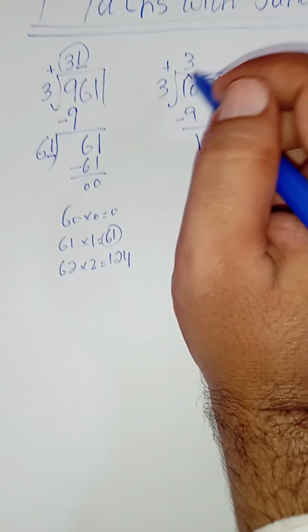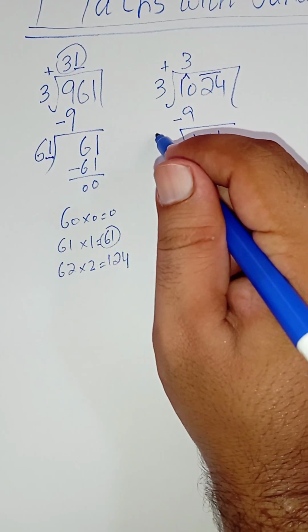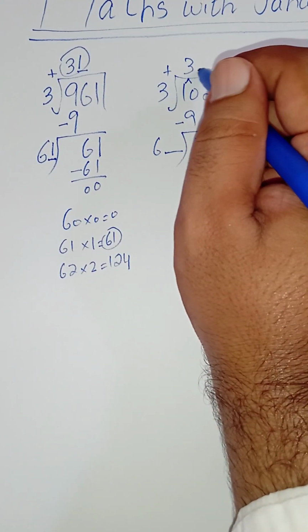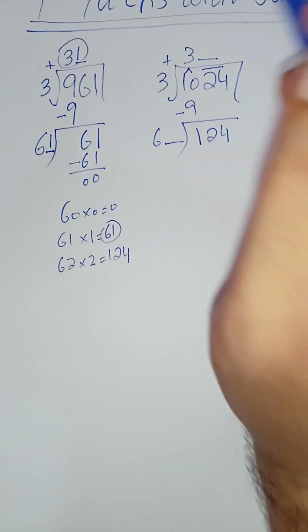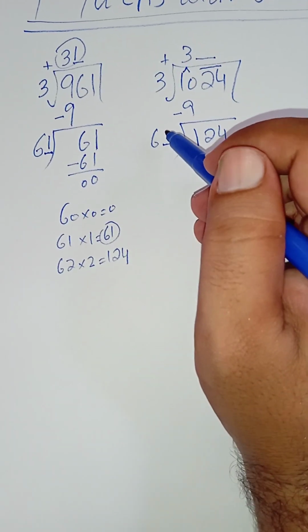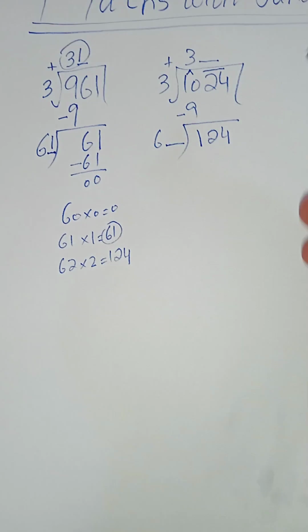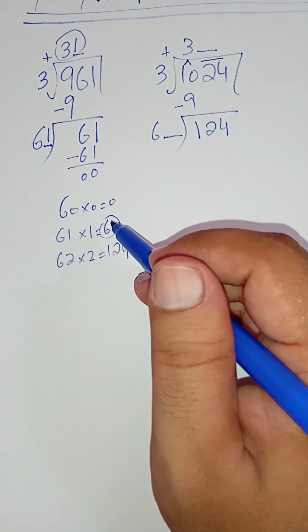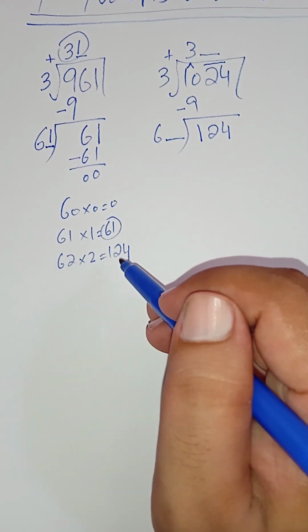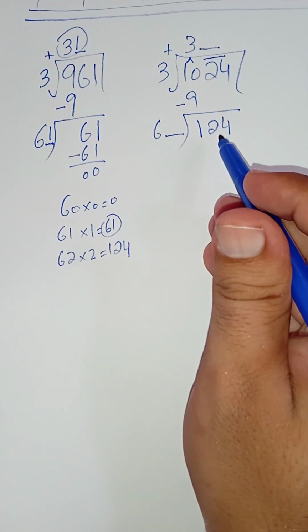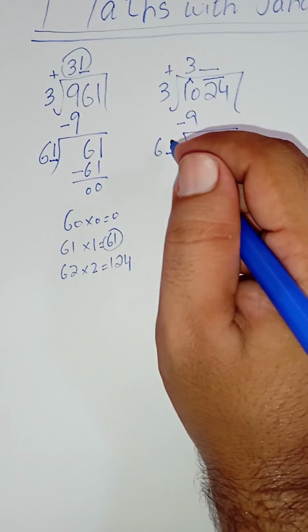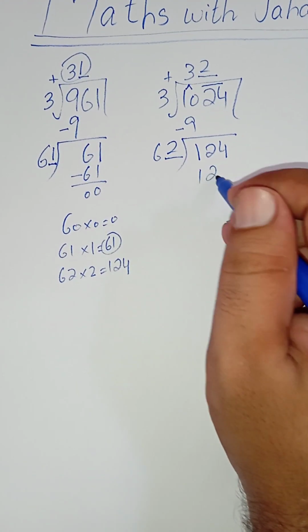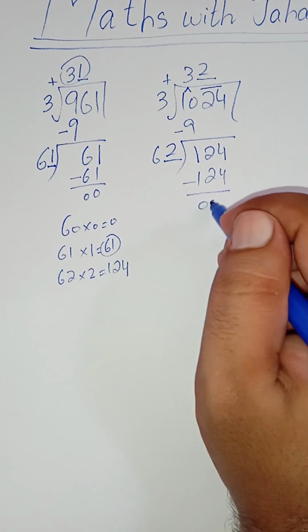Now again add these two, 3 plus 3, 6. Again make a blank space here, a blank space here. You have to remember the rule that you have to put the same number here and the same number here. Now from this table you can see 60 times 0 is 0, 61 times 1 is 61, 62 times 2 is 124. You can see here we have got 124. So just put 2 here and 2 here. You will get 124, 0, 0, 0.